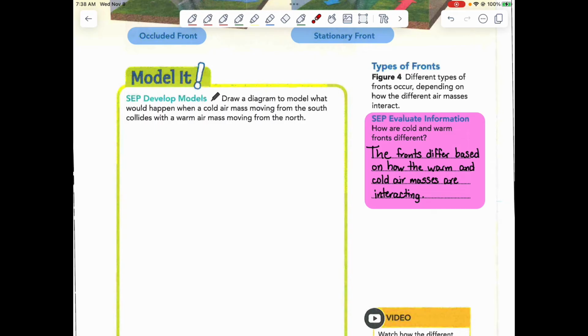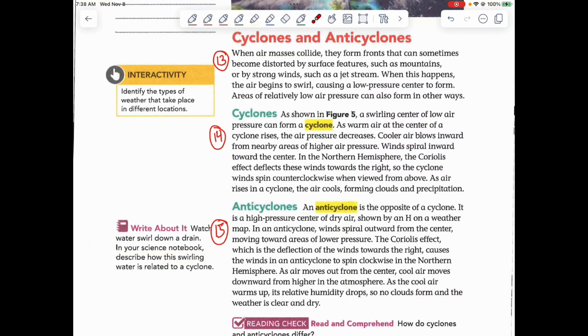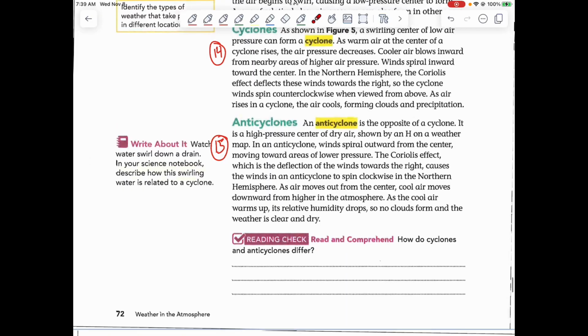We did have the evaluate information. How are cold and warm fronts different? The fronts differ based on how the warm and cold air masses are interacting. So this is something, if you need that, go ahead and pause, change it or add it in, whatever you need to do. And that'll be really important for you to know also how they are different. Go ahead and pause if you need to.